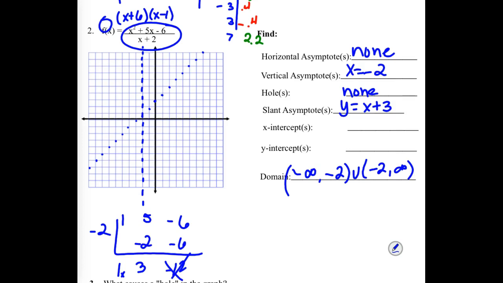So what numbers give me 0 for the numerator? A -6 and positive 1. So I have 2 X-intercepts. I have one at -6, and I have one at positive 1.